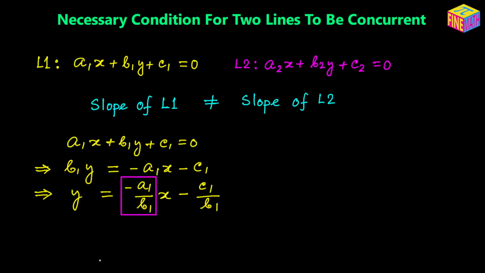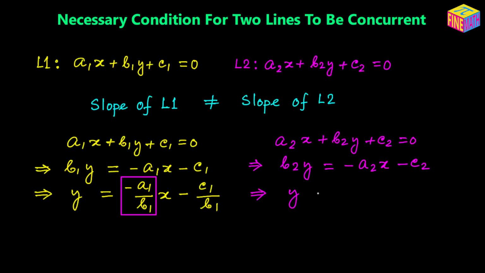And similarly, let's convert the equation of the second line into the similar form. So the second equation was like this. This is a sub 2 times x plus b sub 2 times y plus c sub 2 is equal to 0. And we can write it as b sub 2 times y is equal to negative a sub 2 times x and minus c sub 2. And from here we can say, well, y then is equal to negative a sub 2 over b sub 2 times x, of course, and minus c sub 2 over b sub 2.